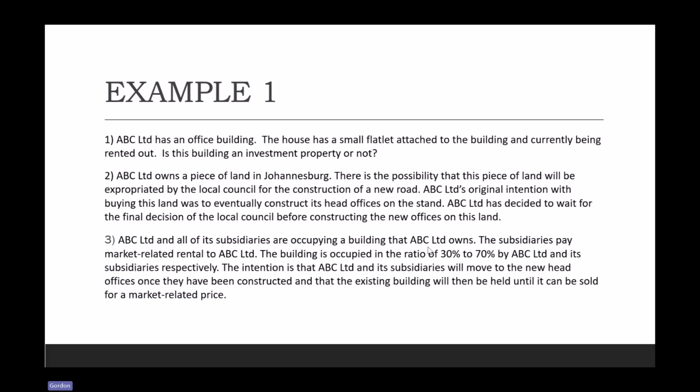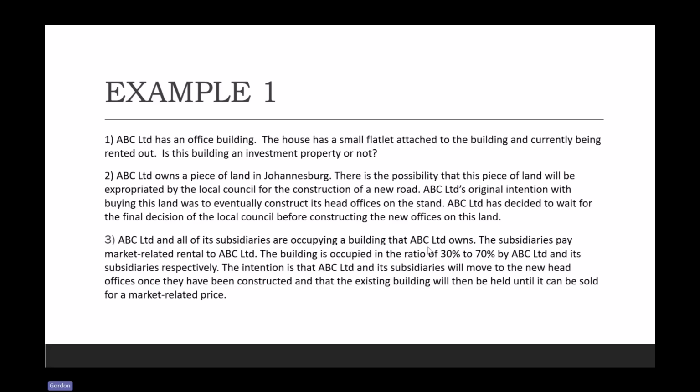ABC Limited owns a piece of land in Johannesburg. There is a possibility that this piece of land will be expropriated by the local council for the construction of a new road. ABC Limited's original intention was to buy this land. His intention with buying this land was to eventually construct its head offices on the stand. ABC Limited has decided to wait for the final decision of the local council before constructing the new offices on this land.